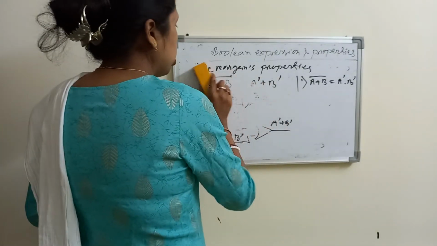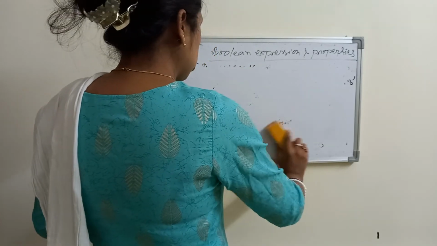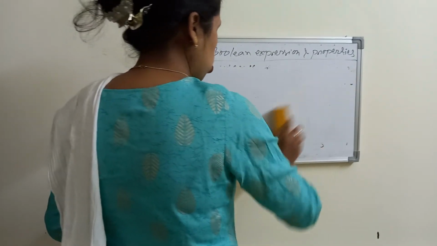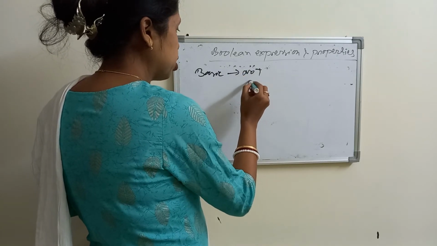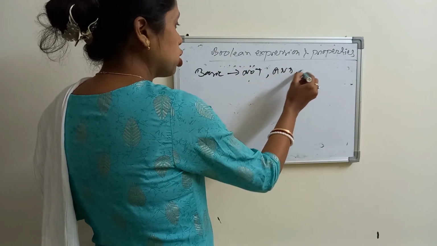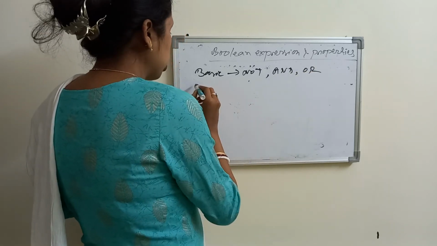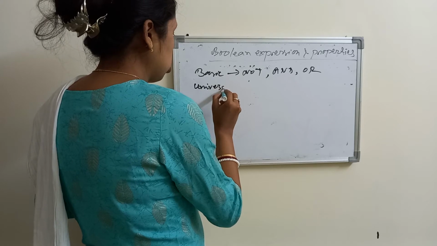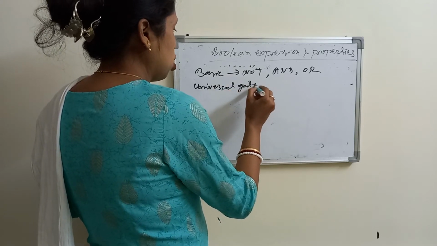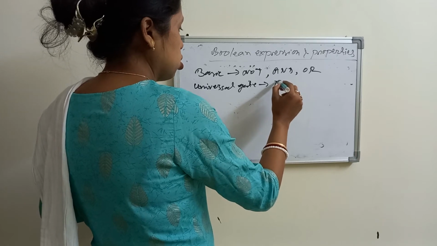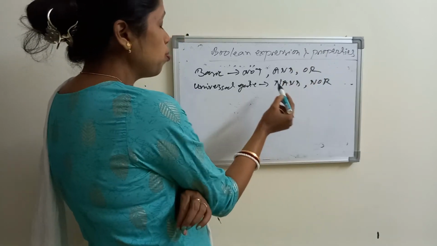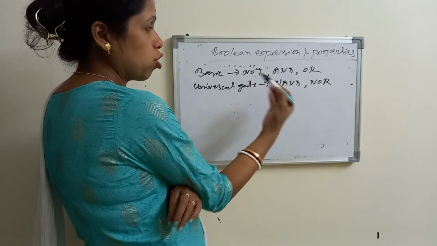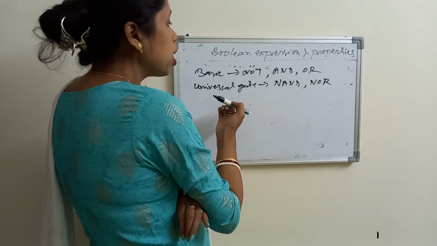Now, basic gates. I told about the NAND gate, NOT gate, and XOR gate. The basic gates are the NOT gate, that is complement; the AND gate, logical multiplication; and the OR gate, logical addition. Then the universal gates: the NAND gate I told, and the NOR gate. NAND gate means if you add an AND gate and a NOT gate, you will get a NAND gate. NOR means if you add an OR gate and a NOT gate, you will get a NOR gate.